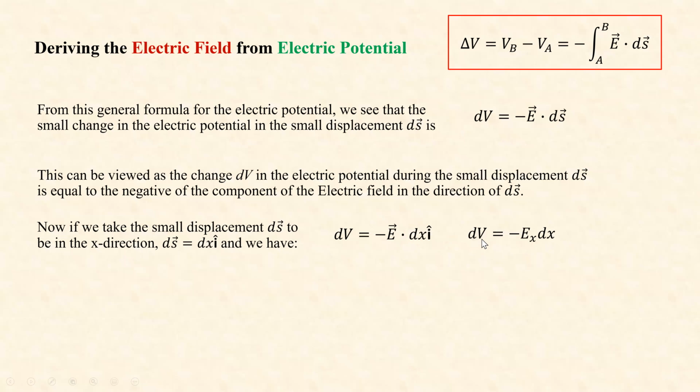But V is a function of 3 dimensions, usually x, y, z. If it is that, we have to use partial derivative. So we say Ex is negative of partial of V with respect to x.